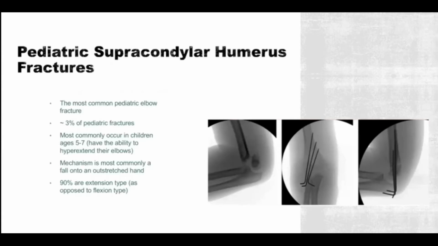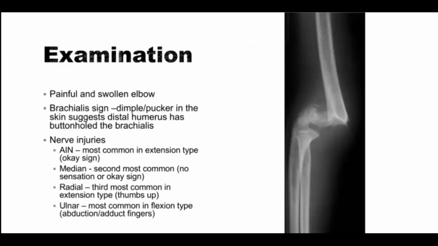So, pediatric supracondylar fractures, this is sort of bread and butter. Again, in peds ortho, it's the most common elbow fracture, and we commonly see it in ages 5 to 7, but really in any age group. And the mechanism is usually just a simple fall on an outstretched hand. So these are the things of playing on monkey bars or falling down. And most of them are extension type fractures, 90%. So if you ever have to guess, it's an extension type.